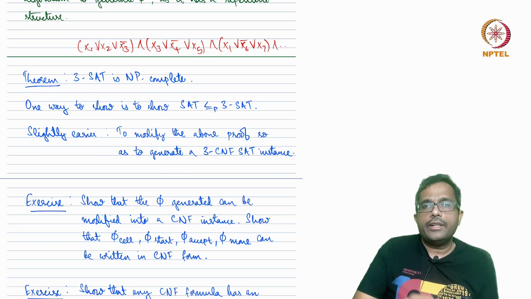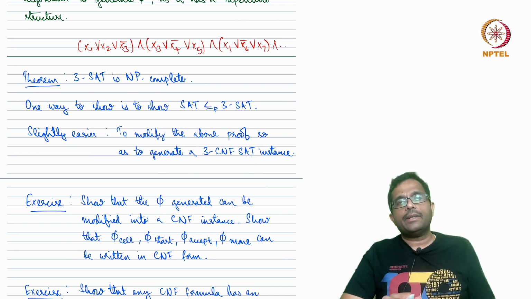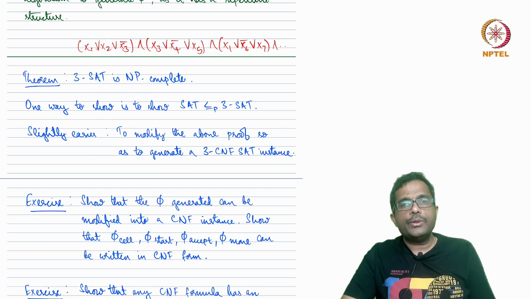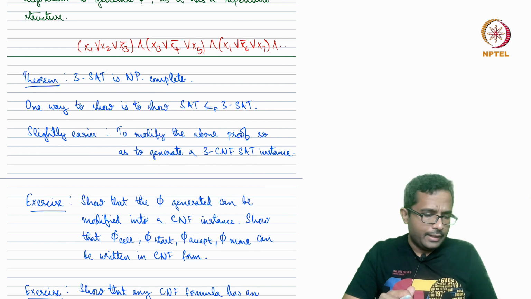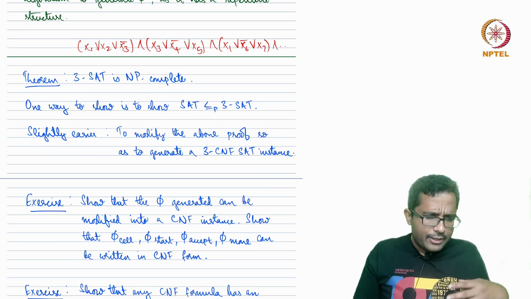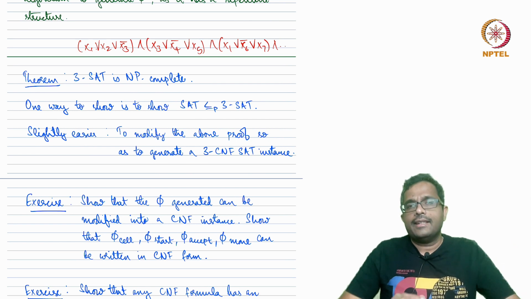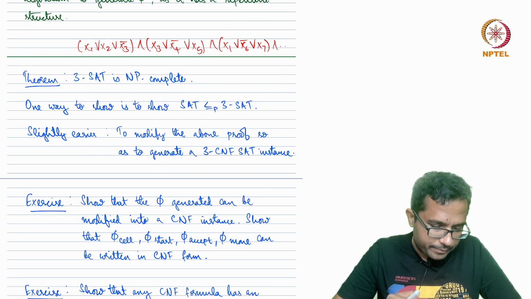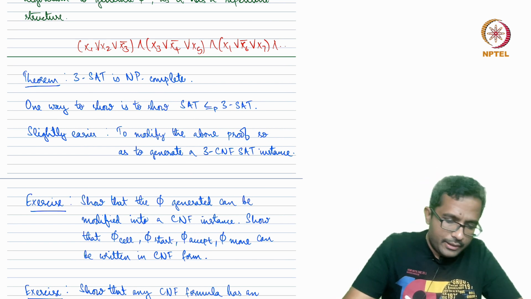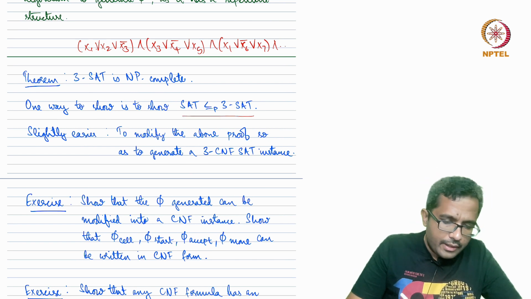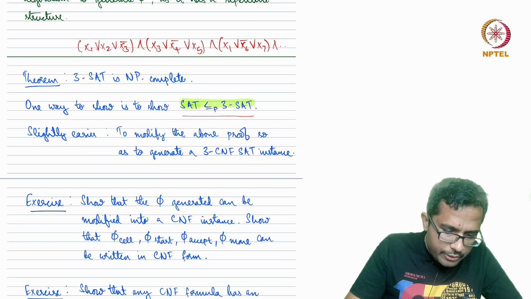We have already shown that SAT is NP-complete. So to show that 3-SAT is NP-complete, one way is to reduce SAT to 3-SAT in polynomial time. In all of this I am assuming that showing 3-SAT is in NP is straightforward. In fact, we have already discussed it in one of the previous lectures. So one way to show it is to reduce SAT to 3-SAT.